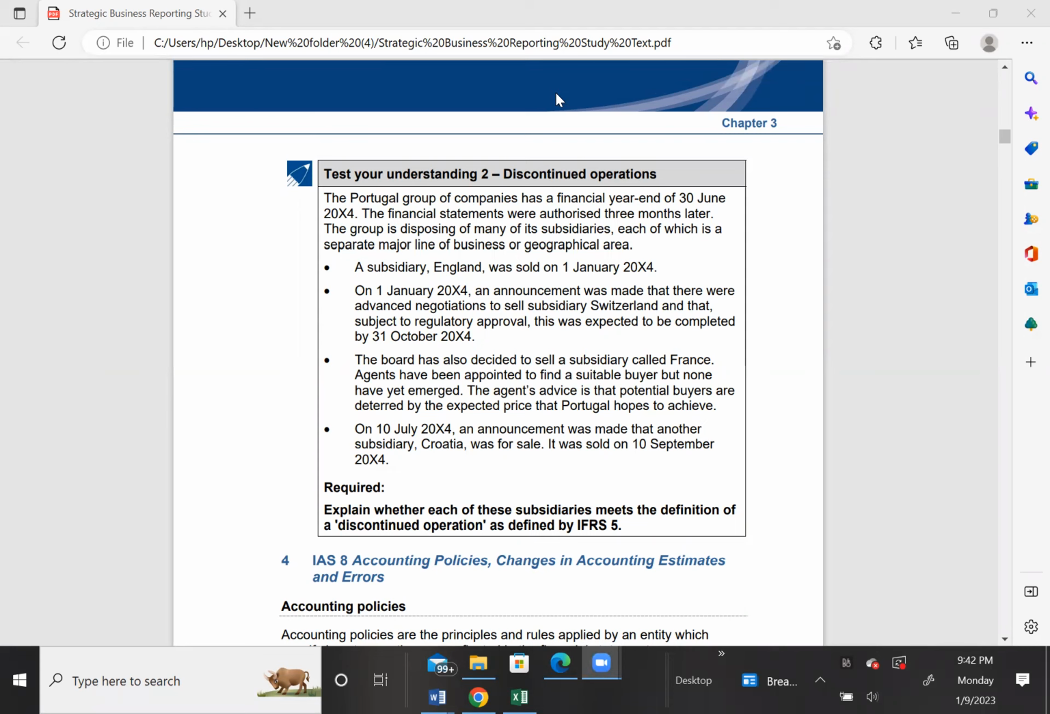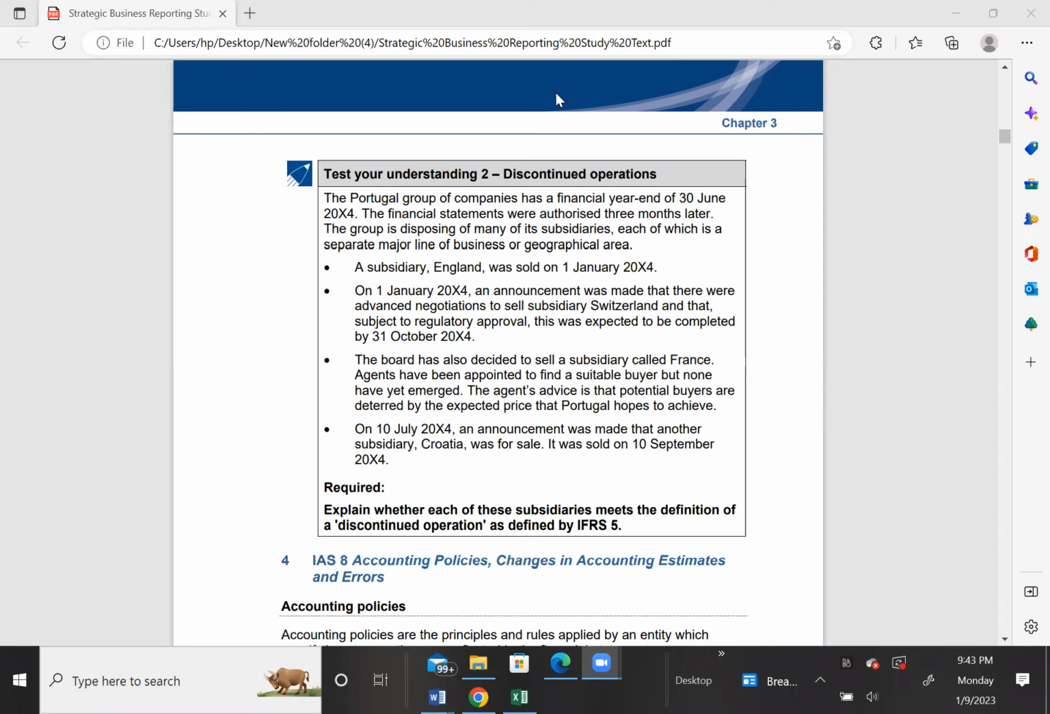The Portugal group of companies has a financial year end of 30th June X4. The financial statements were authorized 3 months later. That means year end is 30th June, then July, August, September. At the end of September, they will be authorized. The group is disposing of many of its subsidiaries, each of which is a separate major line of business or geographical area. A subsidiary England was sold on 1st January X4.